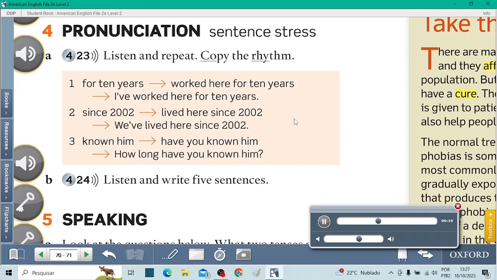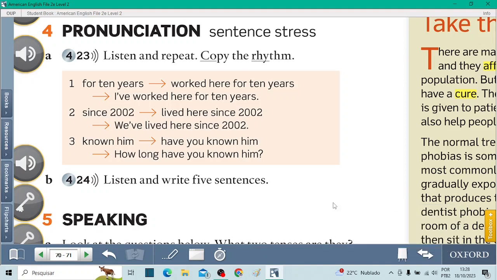2, Since 2002. Lived here since 2002. We've lived here since 2002. 3, Known him. Have you known him? How long have you known him? Okay, listen again, practice again if necessary.